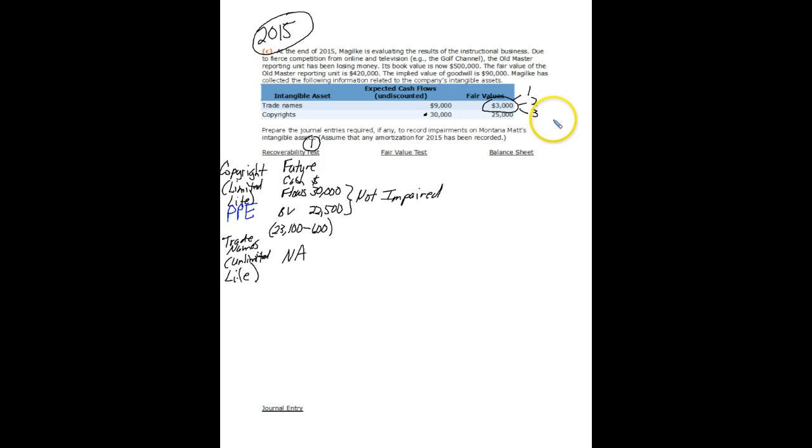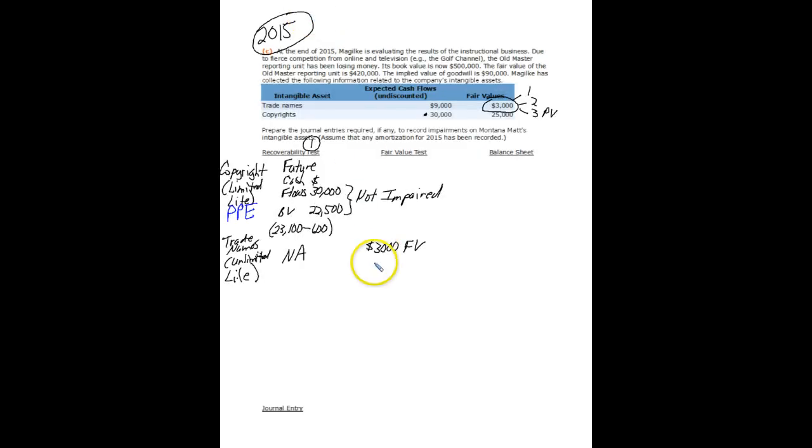And often on these assets that are used in operations, that's going to be the present value of those future cash flows. So it might be that they took this $9,000 and discounted it back to the present to get this $3,000 fair value. Or it might be that they were able to find number two, a similar asset. Doubtful, but who knows, they could have. Okay, so the fair value test, we have $3,000 of fair value, and we just compare that with book value.